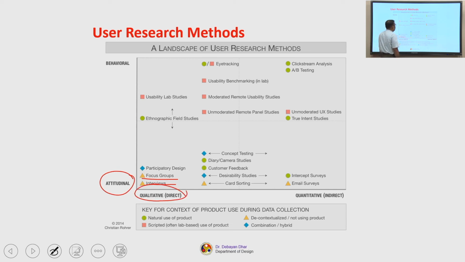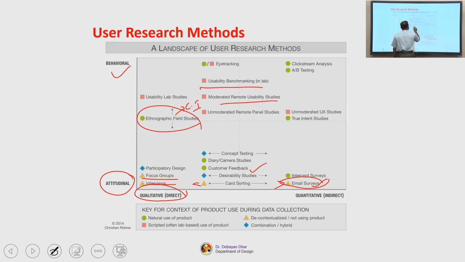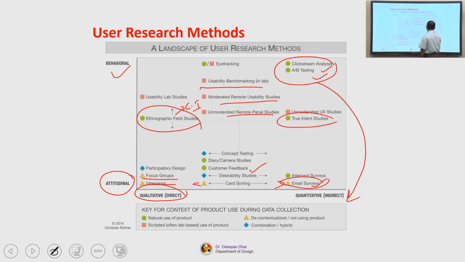These are direct observational techniques, while customer feedback, email surveys, and card sorting lie in between the qualitative and the quantitative aspects, while surveys are mostly quantitative. Then, when you focus primarily on the behavioral part, you have the ethnographic field studies, of which contextual inquiry is one. We have other methods: usability benchmarking, moderated remote usability studies, which we will discuss later, unmoderated remote panel studies and true intent studies, clickstream analysis, and A/B testing, which are highly quantitative in nature, but they actually tell you a lot about the behavioral aspects of the user.